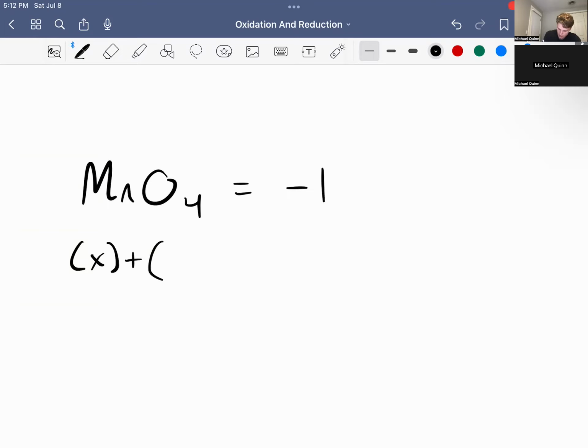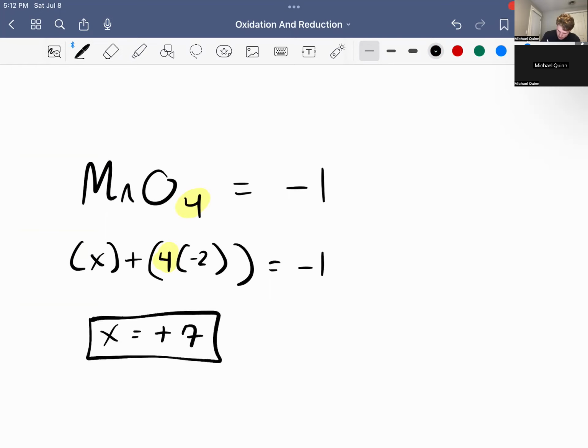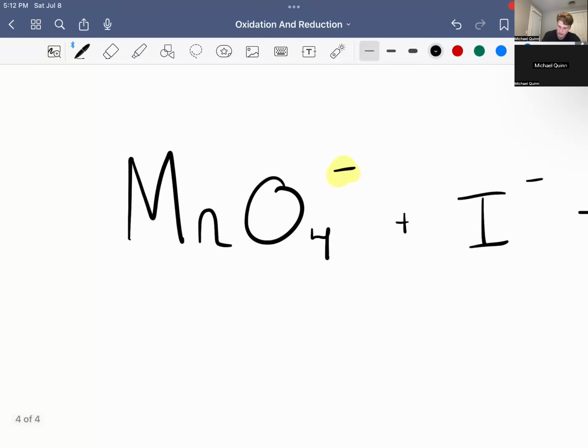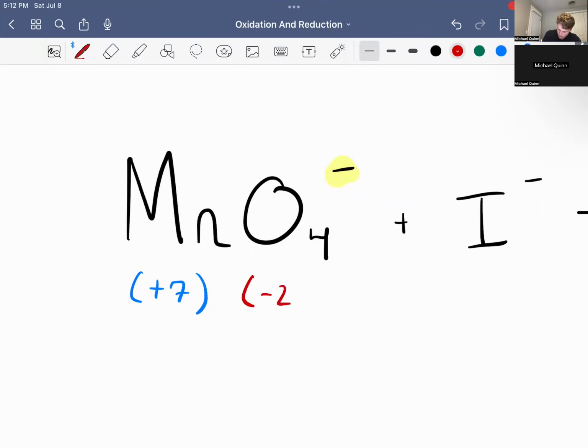that this is going to be X plus 4, because there are 4 oxygens, times each oxygen has an oxidation state of -2 equals -1. So X is going to equal +7. So the oxidation state for Mn is +7. We know the oxidation state of oxygen is -2.